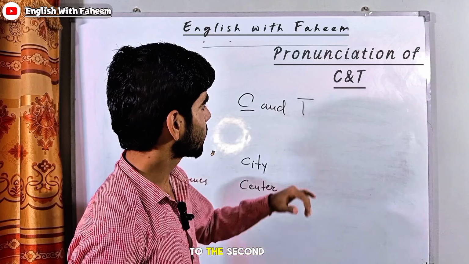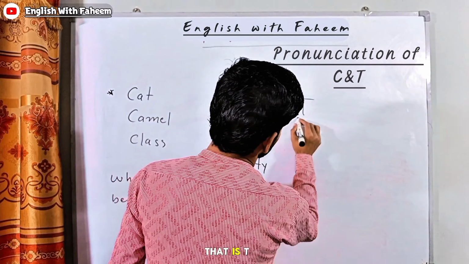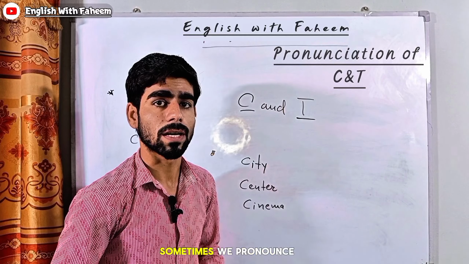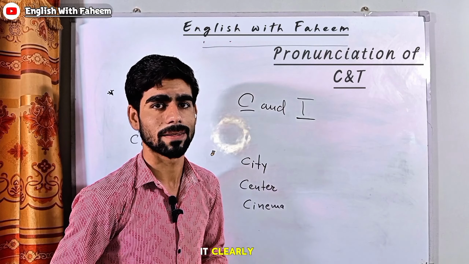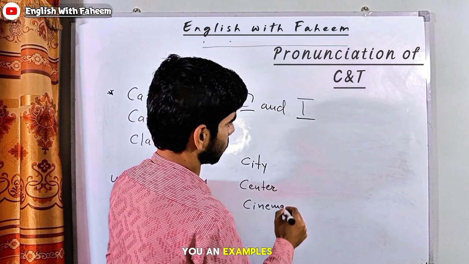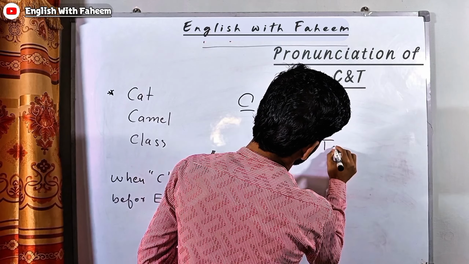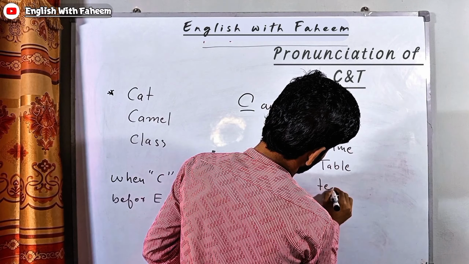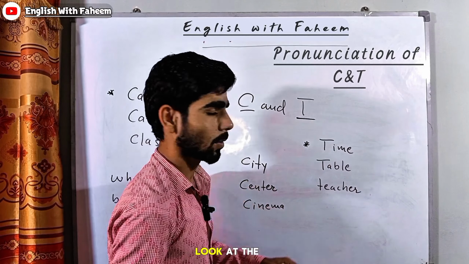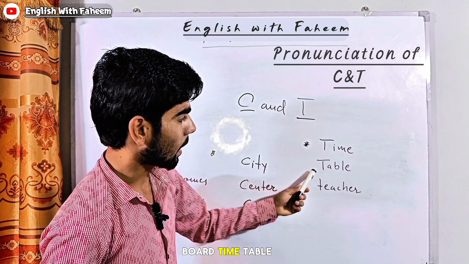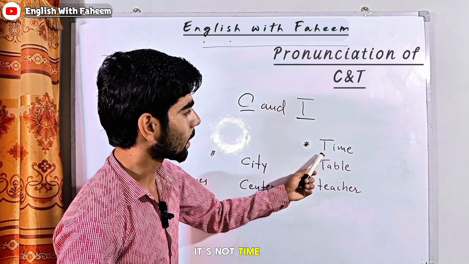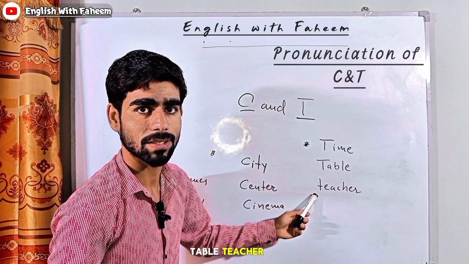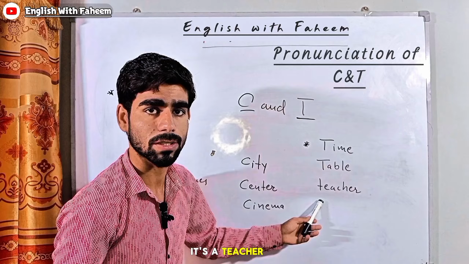Now let's move to the second letter, that is T. Okay, this letter is very interesting. Sometimes we pronounce it clearly. Let me give you some examples. Look at the board. Time, table, teacher. It's not "time" or "table" with a soft sound. It's time, table, teacher. It's not "teacher", it's teacher.